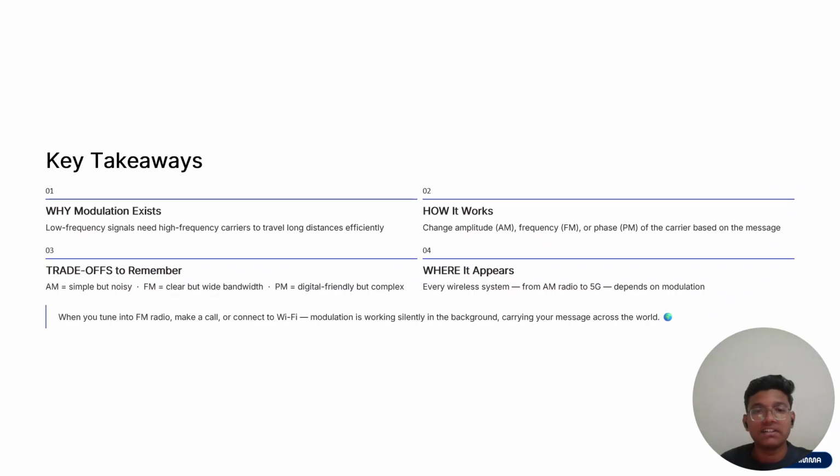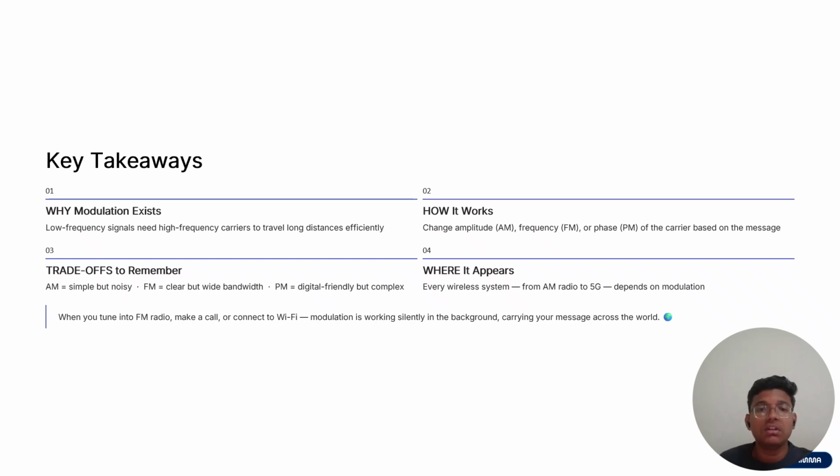Now I will conclude my presentation. The first takeaway is modulation is needed because low frequency signals can't travel long distances efficiently. Second is modulation works by changing the amplitude, frequency, or phase of a high frequency carrier signal according to the message signal. The third takeaway is AM changes amplitude, FM changes frequency, and PM changes phase.